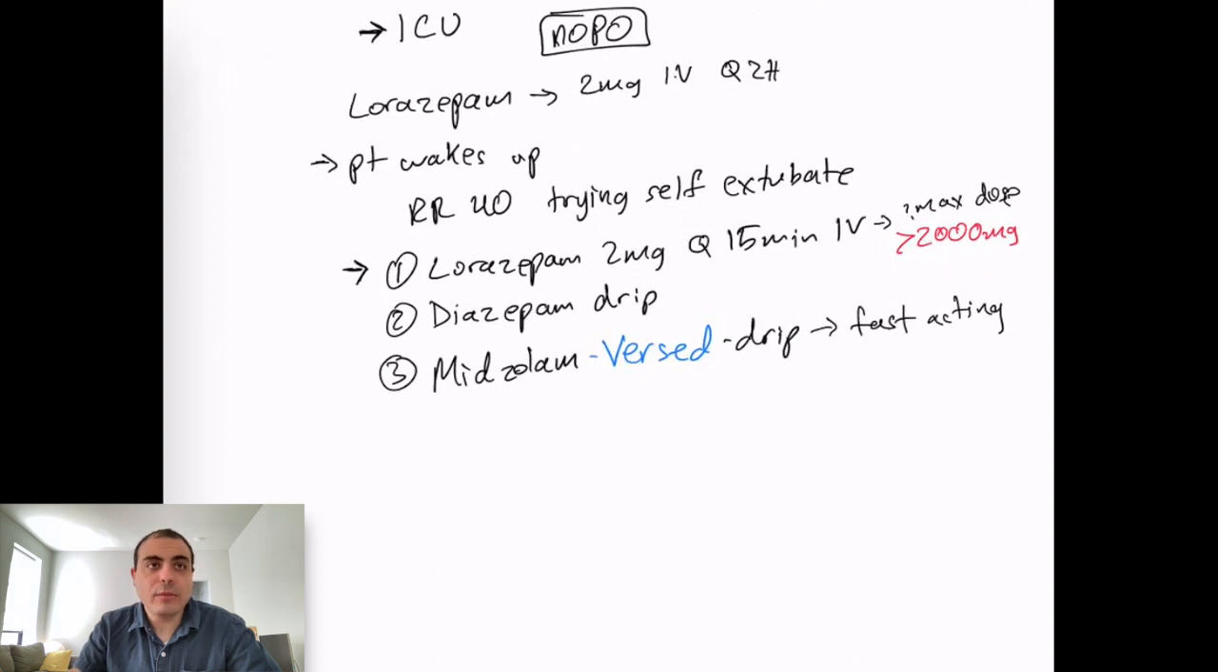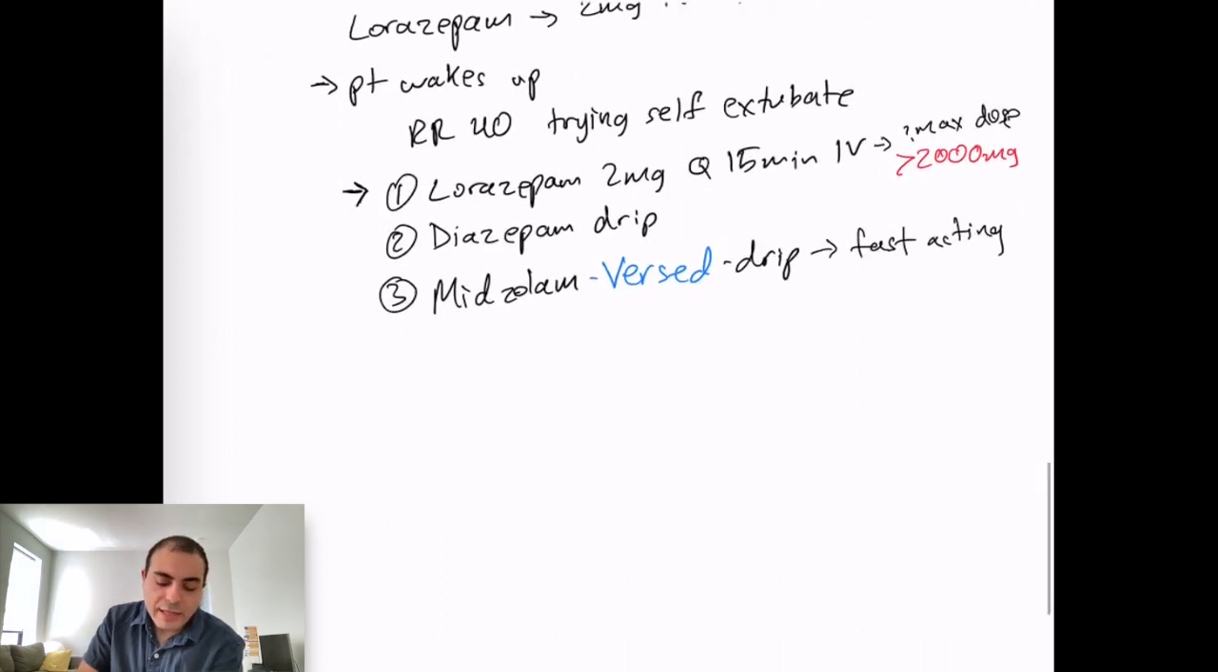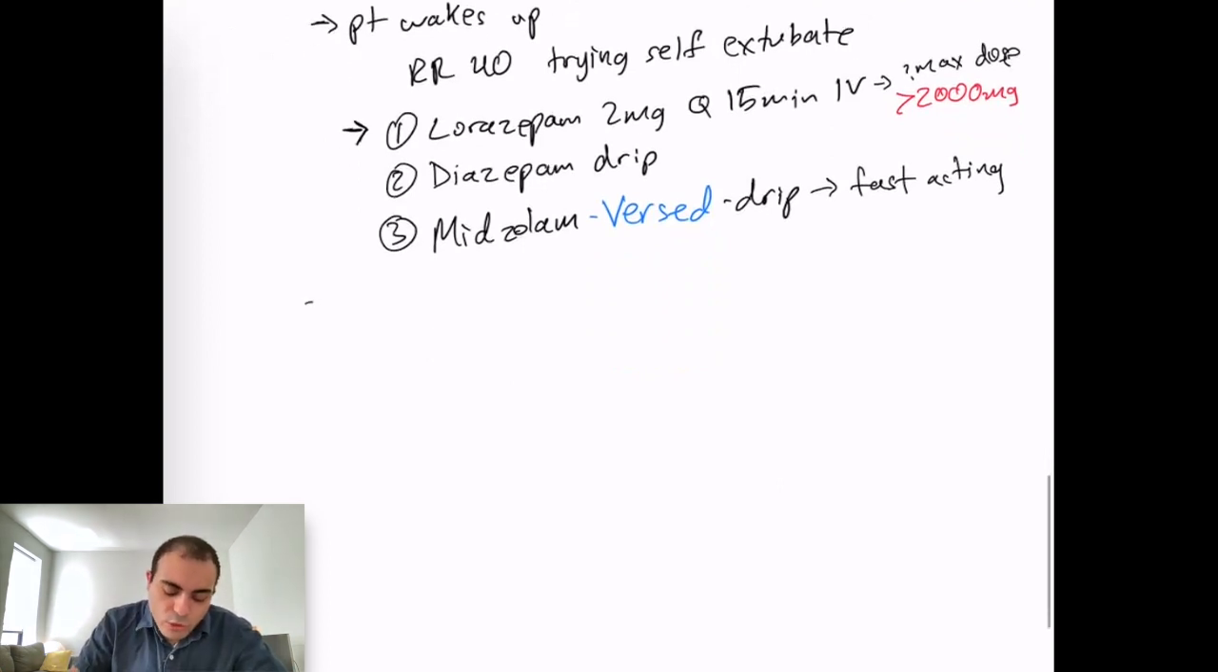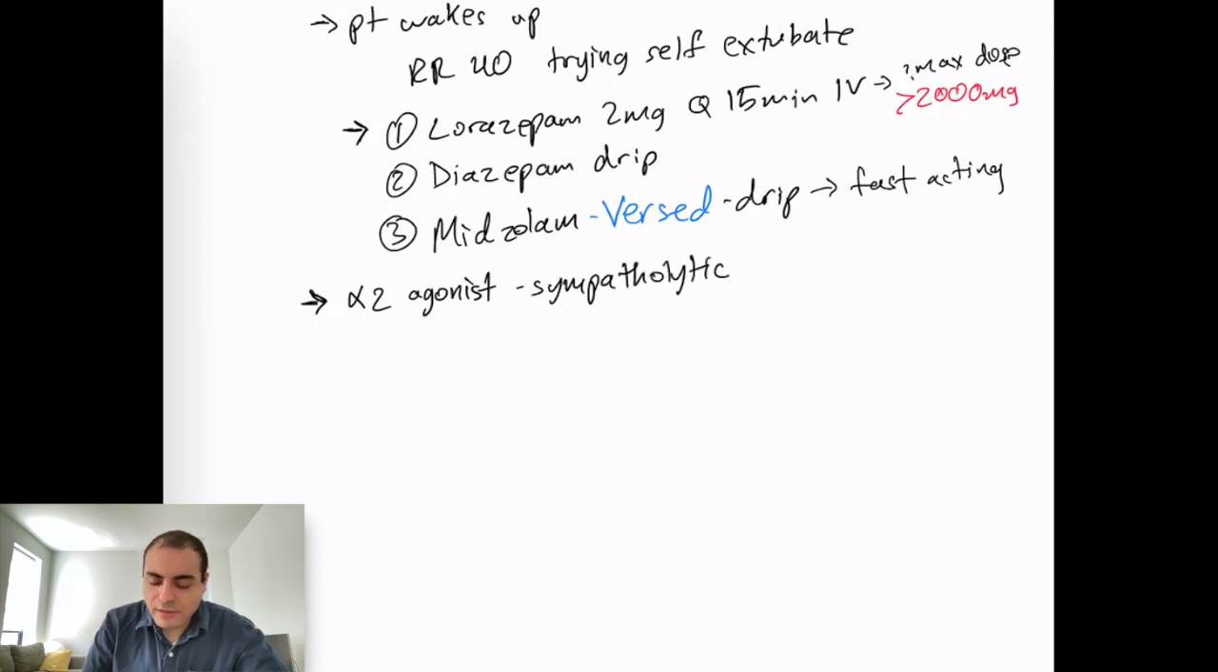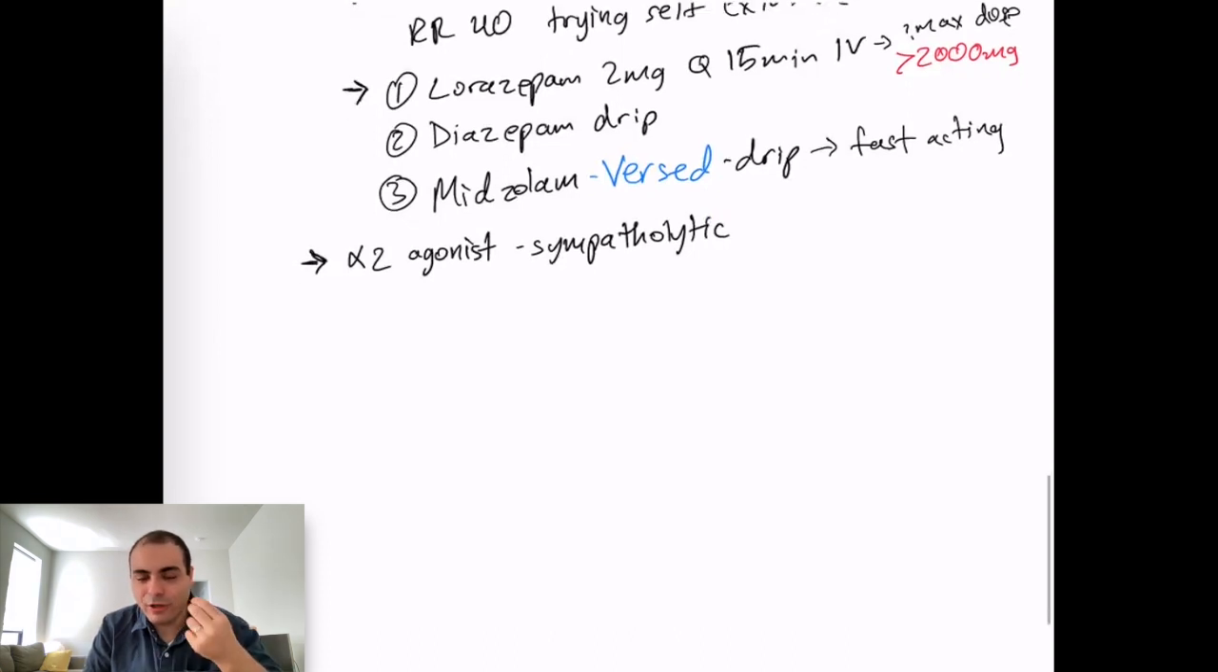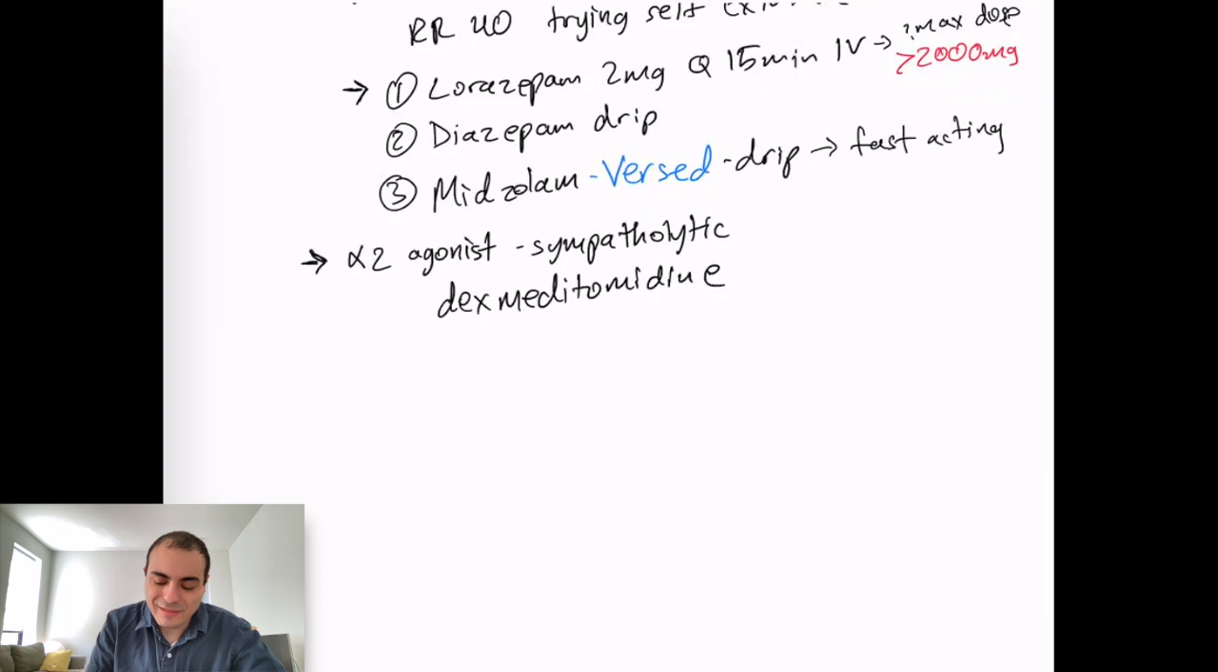Another important thing, just before we end, these people who are fighting the vent and who are agitated because of the alcohol, what you can do, you can give them an alpha 2 agonist. Do you know an example of an alpha 2 agonist? Clonidine. Remember, it's a sympatholytic. The main one is clonidine, but you can't really give clonidine. Clonidine is PO. So there's an IV form. It's called dexmedetomidine, something like that.